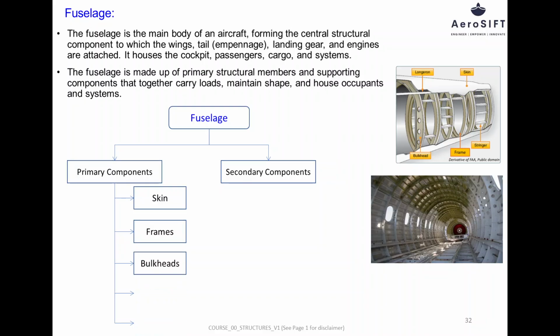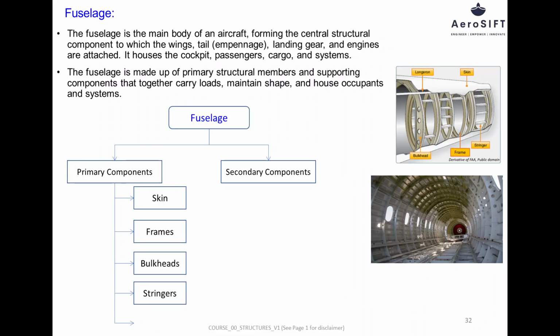Bulkheads are heavy frames designed to carry significant loads and separate different sections of the fuselage. They transfer major loads such as wing attachment loads, landing gear loads, and pressurization loads. Pressure bulkheads are used at the ends of pressurized cabins to seal the cabin and withstand high pressure differentials.